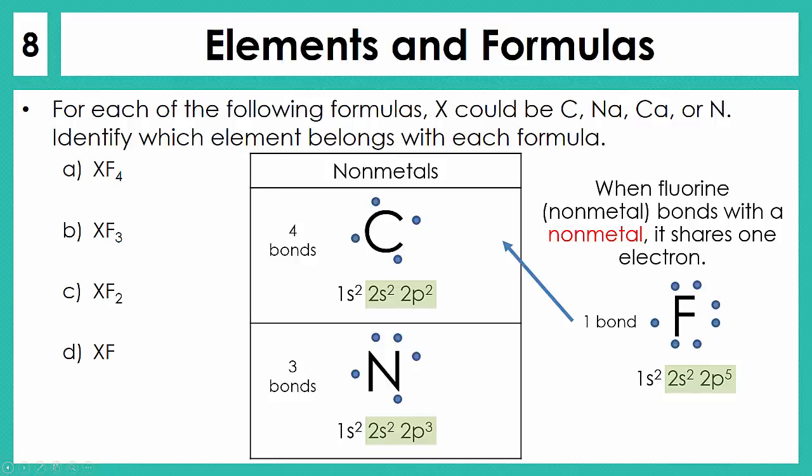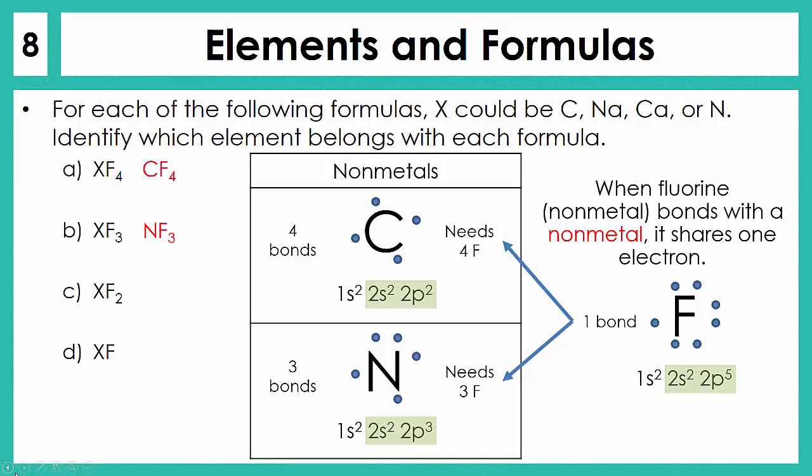So that means that carbon would need 4 fluorines to satisfy its 4 bonds, and nitrogen would need 3 fluorines to satisfy its bonds. So A has to be carbon, because that's the only one where 4 fluorines can combine, and B has to be nitrogen.